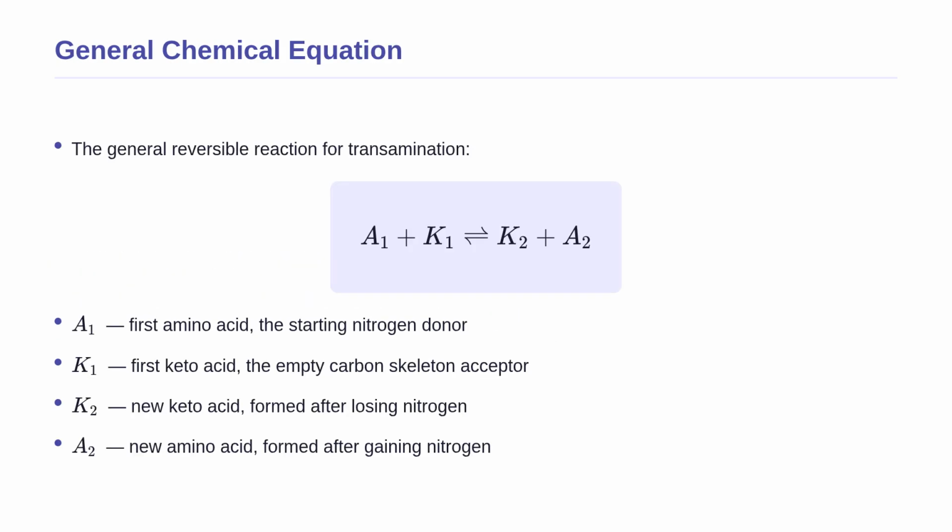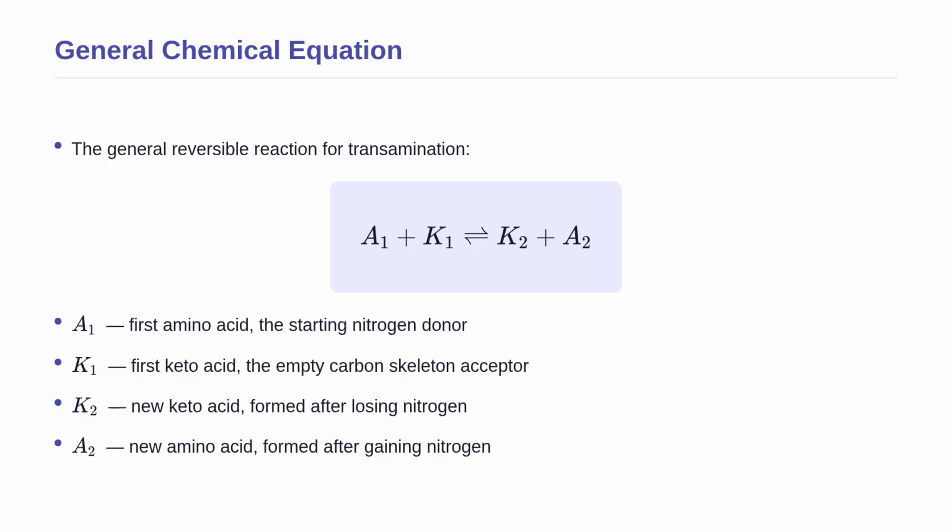Having discussed the biological importance, let us look at the mathematical and chemical representation of this process. Conceptually, this formula shows the exact balance of the trade. A1 represents the first amino acid, which is the starting molecule holding the nitrogen. K1 represents the first keto acid, acting as the empty carbon skeleton waiting to receive.